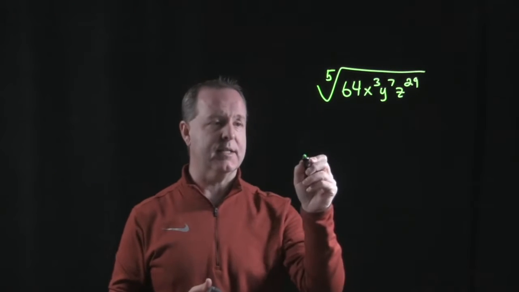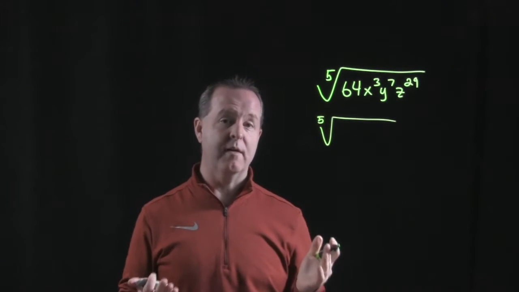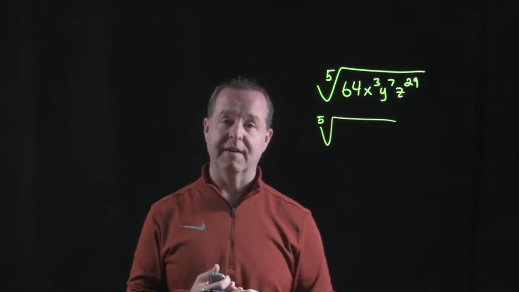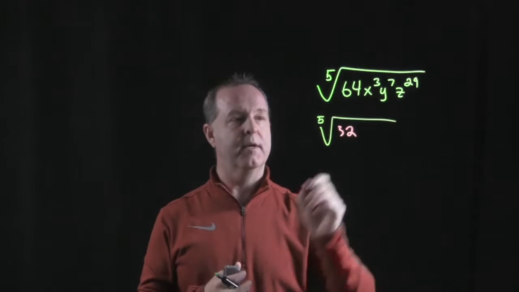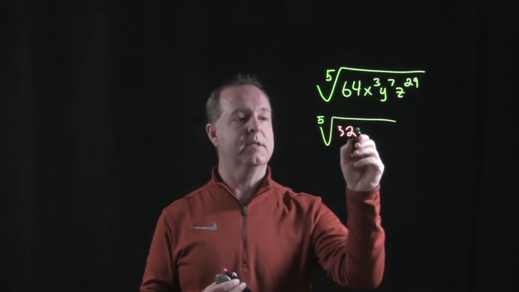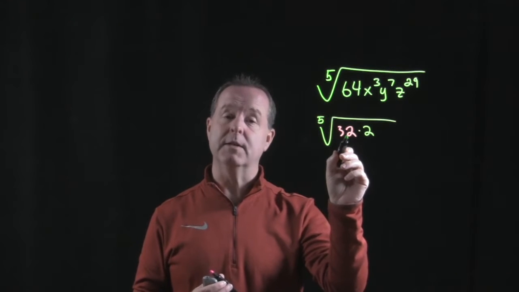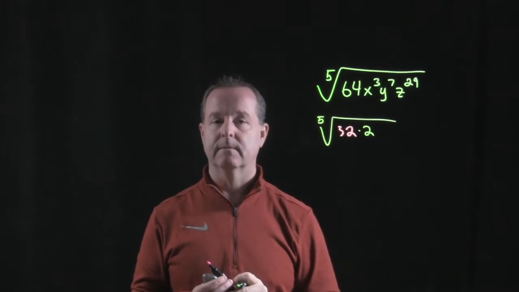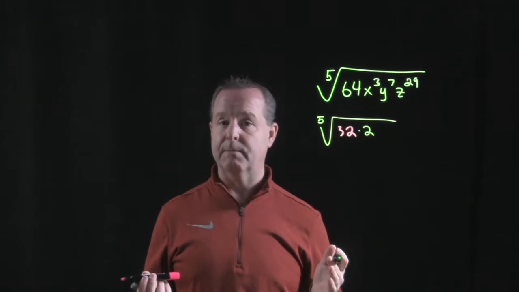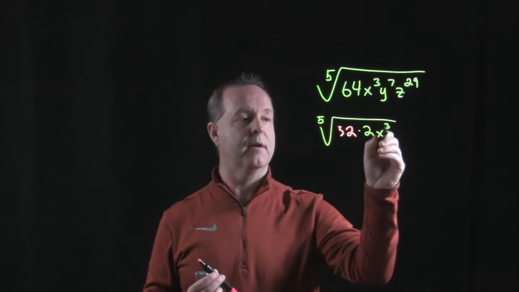So for example, 64. What's one of the factors of 64 that's a perfect fifth? That's a 32. So 64 is 32 times 2. Why did I choose 32? Because I know 32 is a perfect fifth. X to the third. What are the factors of that that's a perfect fifth? There aren't any, so that remains x to the third.